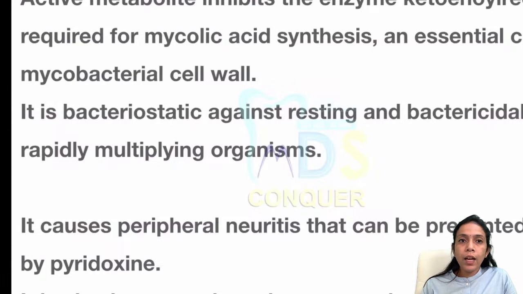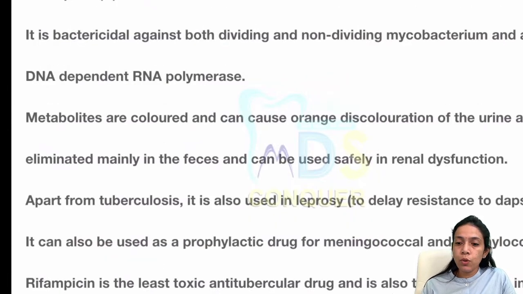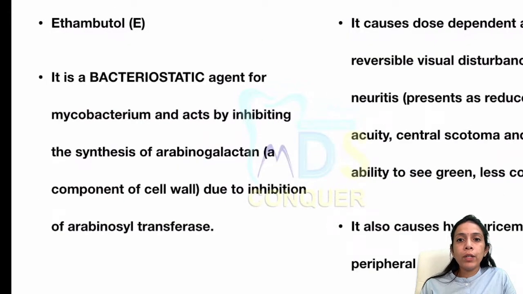Next is rifampicin. As we have discussed, it inhibits the DNA dependent RNA polymerase and it causes orange color discoloration of the secretions. Now coming to ethambutol, this causes hyperuricemia.